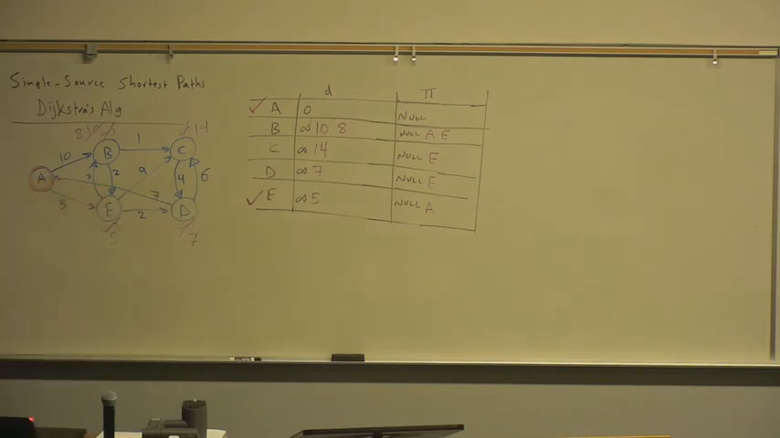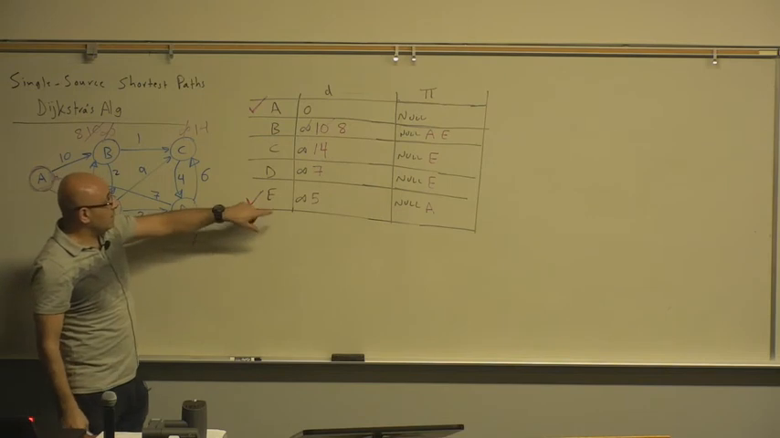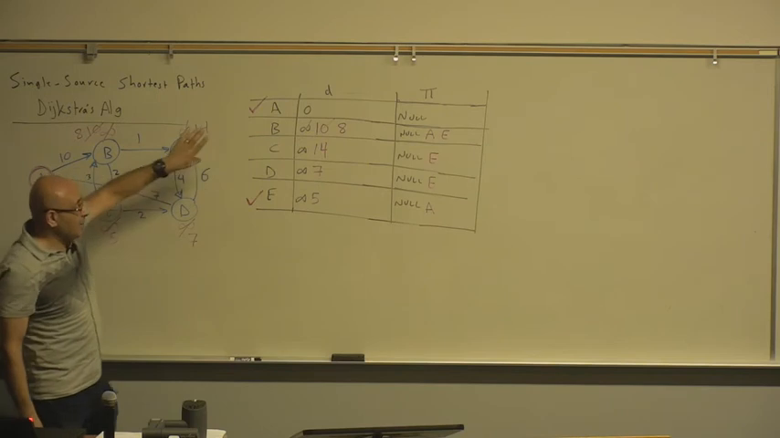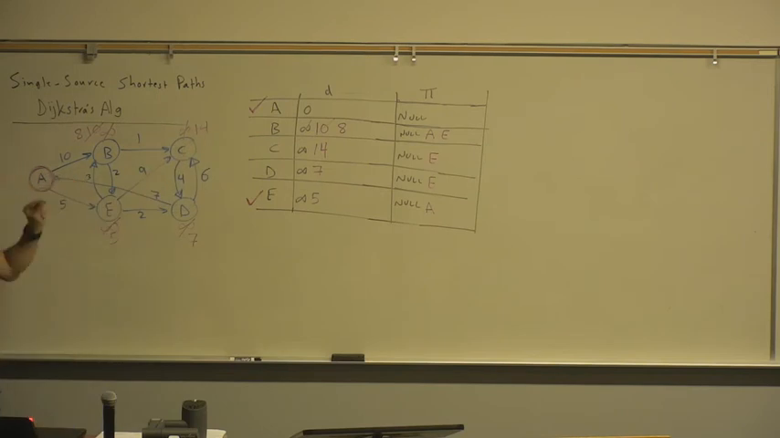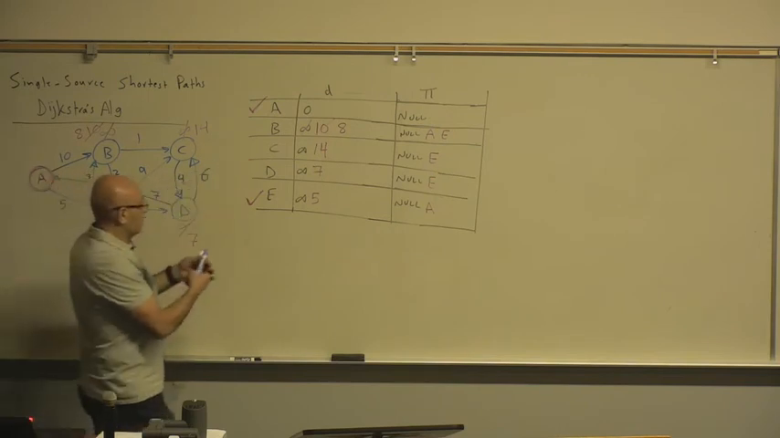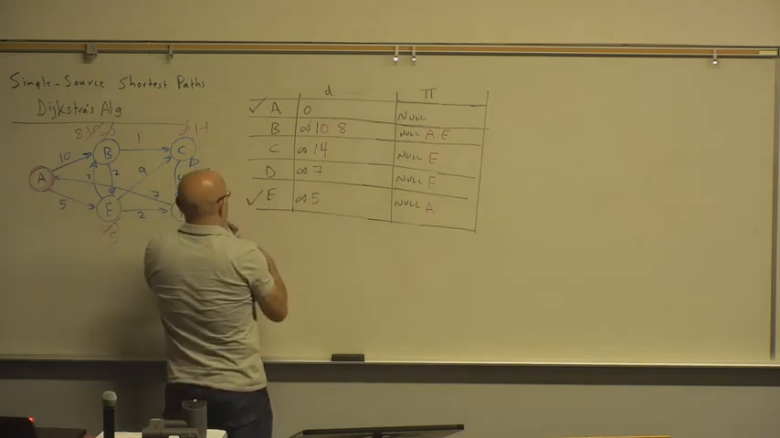Okay. So now I'm done with E. I found the shortest path to E. A is the source. Among the 3 that are remaining, which one do I know has its best distance that will not get any better? D. So I know that this will not get any better. So now I know that this is the best.